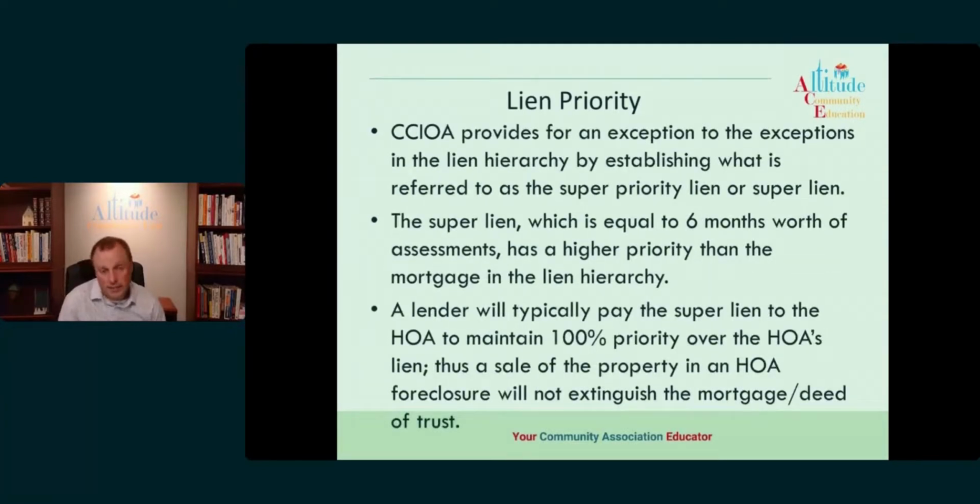So Kiowa provides for an exception to the exceptions in the lien hierarchy by establishing what is referred to as the super lien priority lien, or super lien. Again, this is what we were just kind of talking about. We have that 6 months that goes on top. The super lien, which is equal to 6 months worth of assessments, has a higher priority than the mortgage in the lien hierarchy. So again, when you're looking at it, you have kind of those rare governmental liens that sometimes will sit out there. Then if they're not an HOA, the next lien would be your first mortgage. Then you'd go to a second mortgage, and then you would go to whatever judgment liens, things like that.